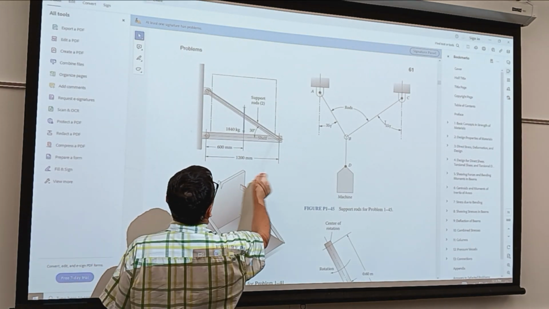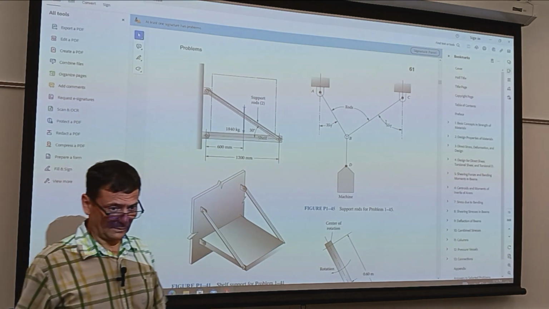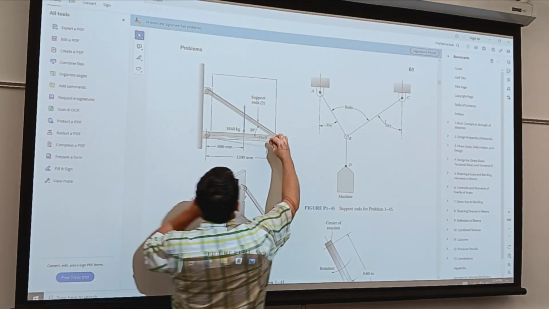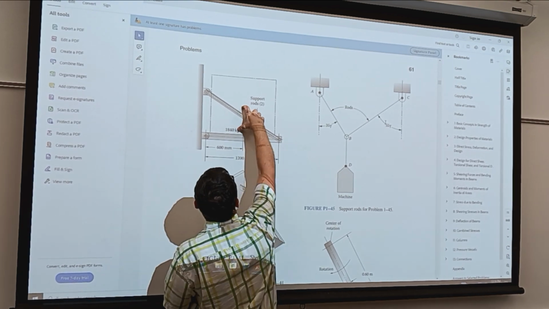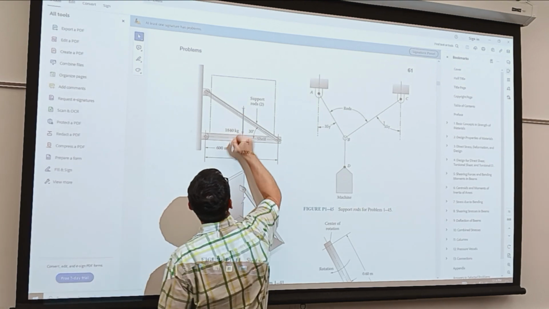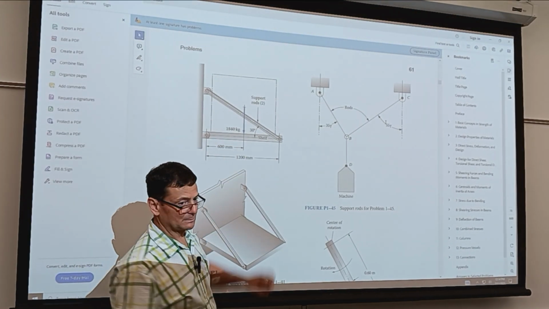So the shelf itself is not a two-force member because we have an external force applied perpendicular or at an angle. We can make this a two-force member if we take this force and pull it this way. So if you make the force horizontal, in line with the pins, then this too becomes a two-force member.